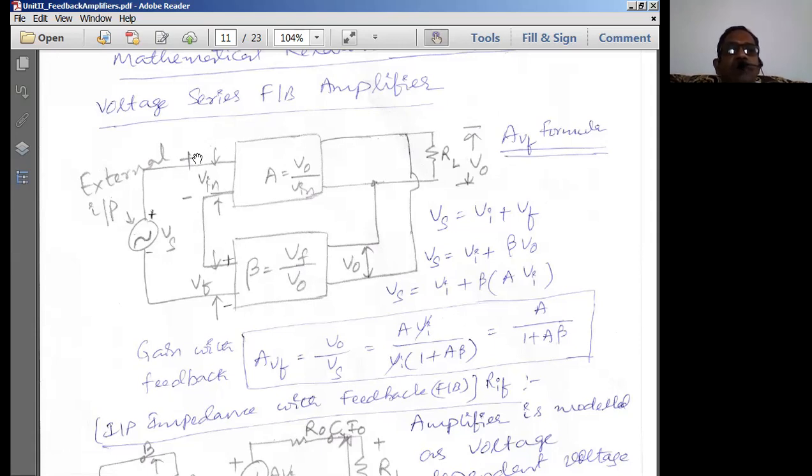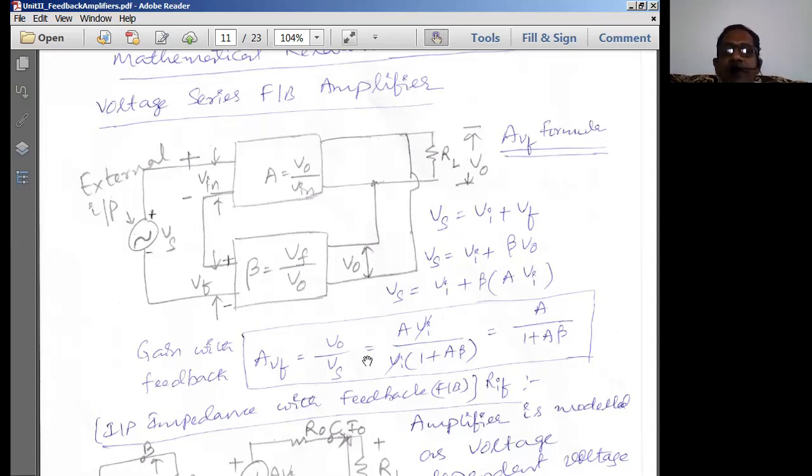So according to the negative feedback configuration, I can write Vi becomes equal to Vs minus Vf, because it is negative feedback. By arranging that, I get Vs is equal to Vi plus Vf. What is A now? A is nothing but output by input of an amplifier. It is only the amplifier gain, not the overall amplifier.